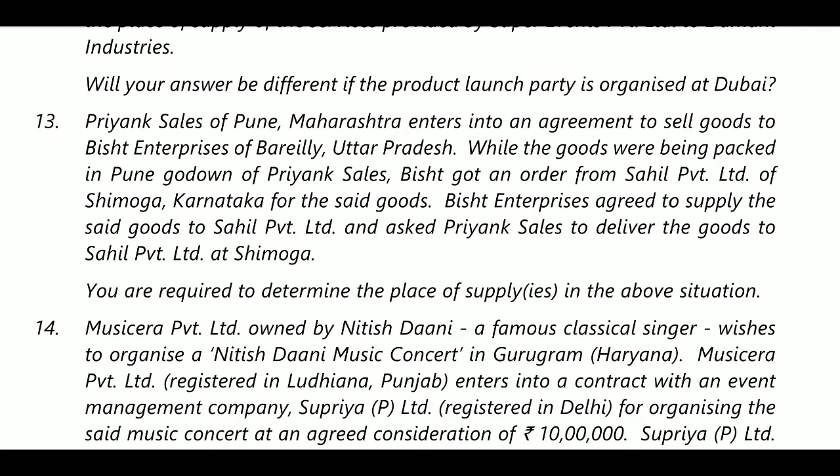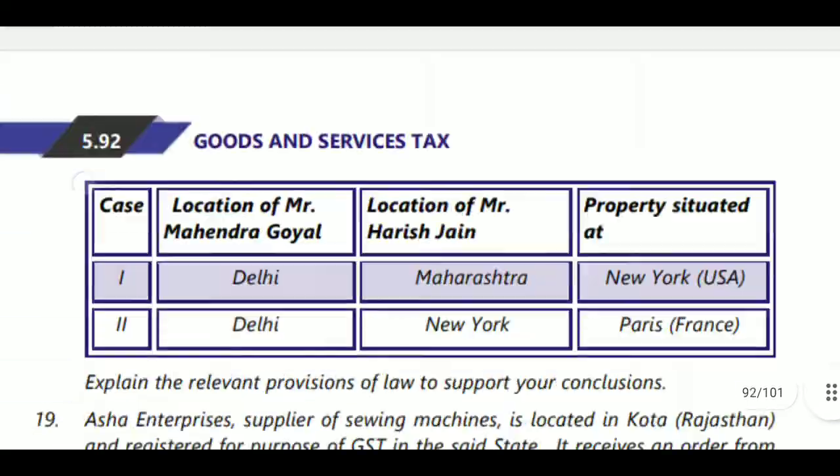So here two invoices will arise. One will be between the principal place of business of Priyanka Sales, Pune, and Bishat Enterprise, and another invoice will be between Bishat Enterprise and the Karnataka person, Sahil Private Limited, Shimoga. These two invoices will arise here. So, answer to the 13th.